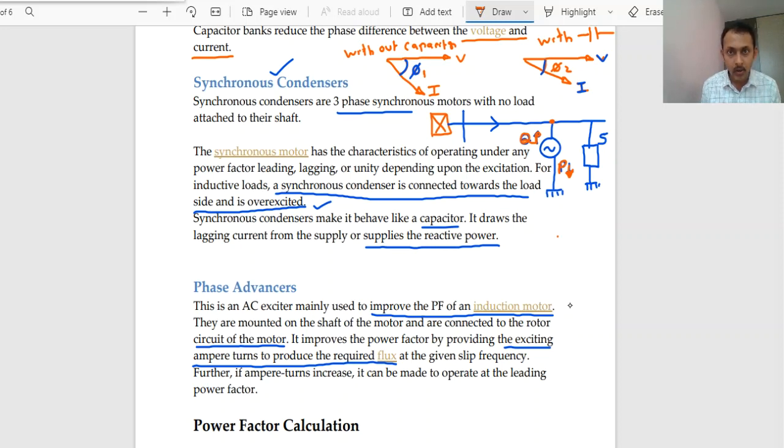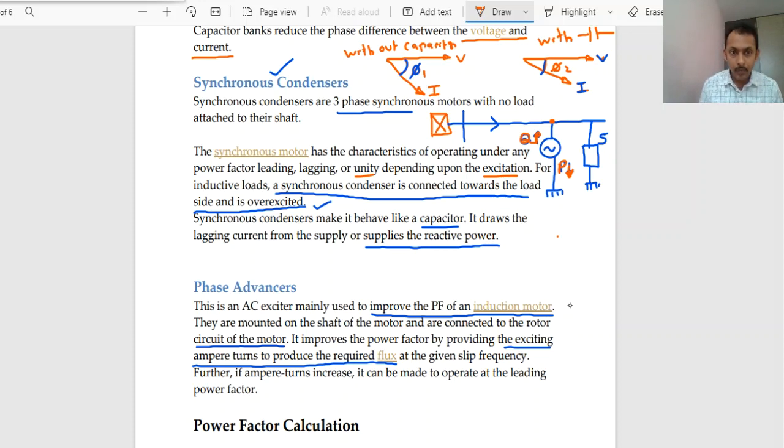But this three-phase synchronous motor should work in the overexcited state. The same motor can be operated in leading power factor, lagging power factor or unity power factor mode, depending upon the excitation provided to the synchronous motor.